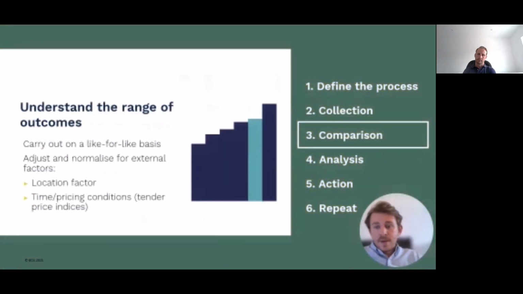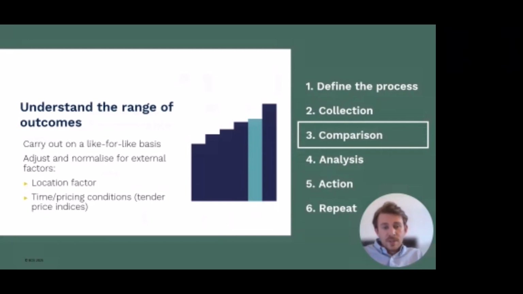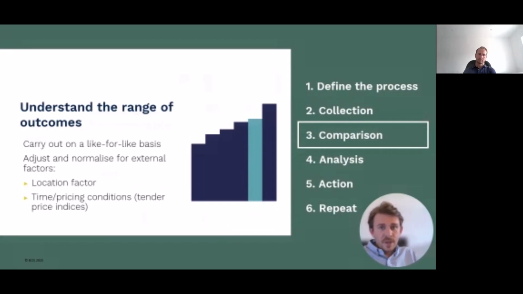Data comparison, that's the third stage of a benchmarking project. And in a nutshell, this is where you take the collected data, line the projects up side by side, and by doing that, we can start to identify the best examples, the averages, and the range of outcomes. A fundamental rule here is that comparisons are carried out on a like-for-like basis. They need to be adjusted and normalized for external influences on the costs that aren't directly related to the project's design or the building function.